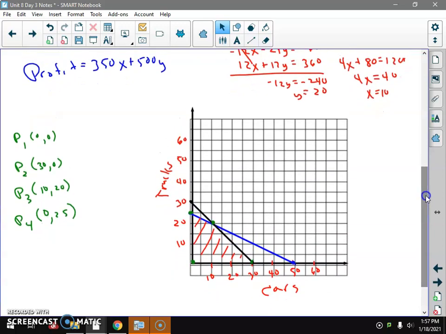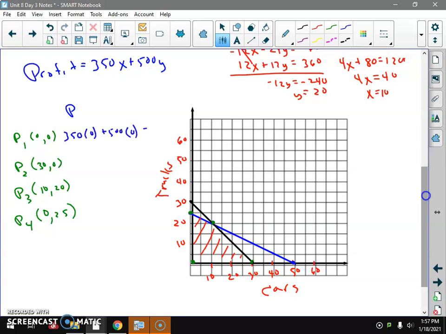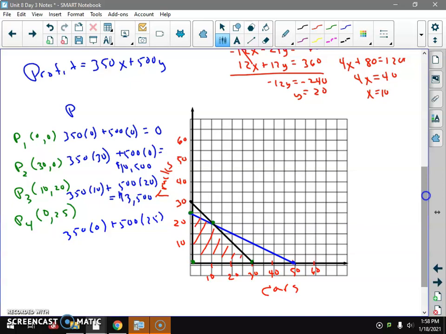All right, so let's plug everything into profit. Got to show all these steps. P equals 350 times 0, 500 times 0. I know, take some time, but 350 times 30, 500 times 0. That is $10,500. 350 times 10, 500 times 20. That is 13,500. And the last one, 350 times 0, 500 times 25 is 12,500. We're looking to maximize our profit, which would be this one right here.